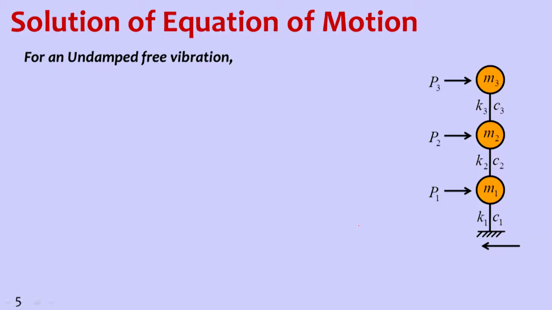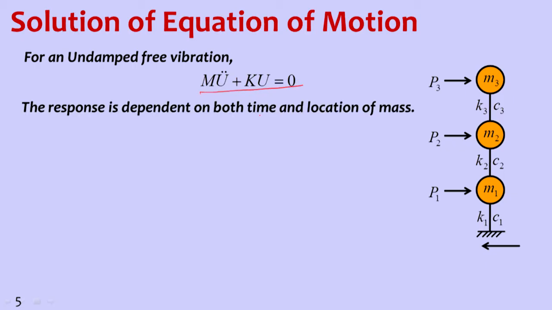Now, how do we solve? If we remove damping and take it as a free undamped vibration, we are left with this equation, that is m u double dot plus k u. Now, the response is dependent on both time and the location of the mass. That means u is a function of time as well as location.